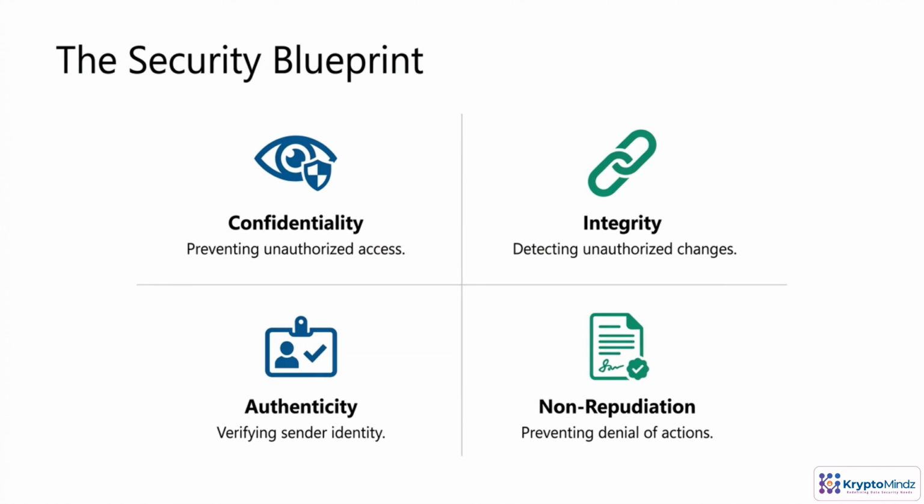When we talk about security in this course, we're really protecting four things. Confidentiality means only the right people can see the data. Integrity means data can't be changed without us noticing. Authenticity is about knowing who we're actually talking to. And non-repudiation ensures someone can't later deny an action they performed. Everything else in this course builds on these four goals.